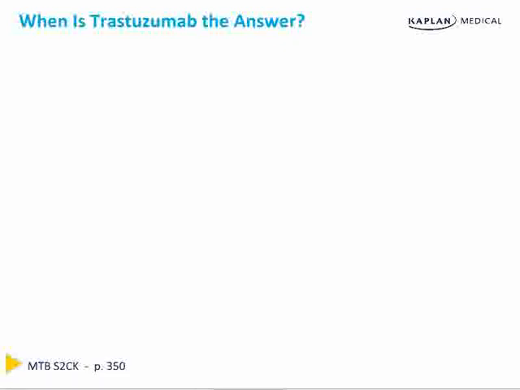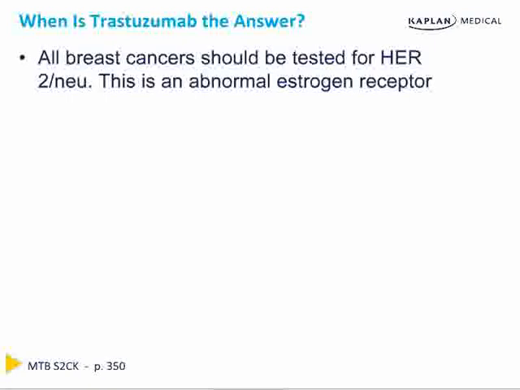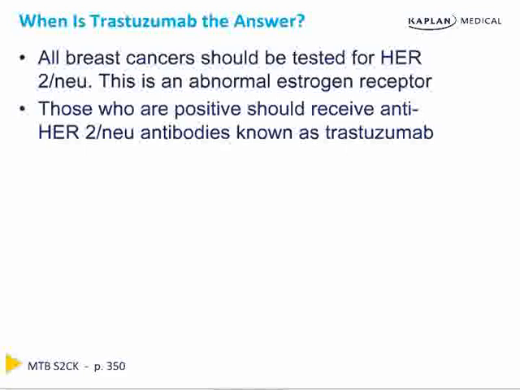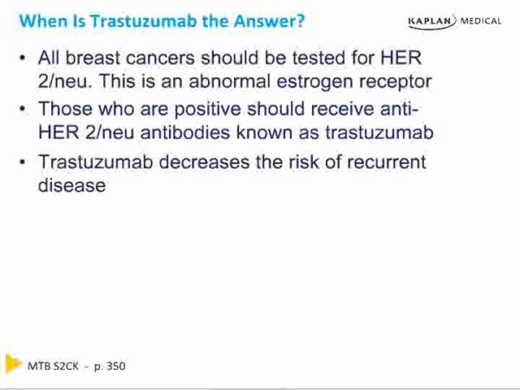You may have heard of this monoclonal antibody medication called trastuzumab. So when is trastuzumab the right answer on test day? It is a monoclonal antibody that is made against the HER2/neu receptor. So all breast cancers should be tested for the HER2/neu receptor, and trastuzumab should be given if HER2/neu is positive. Its main benefit is that it decreases the risk of breast cancer recurrence after surgery.